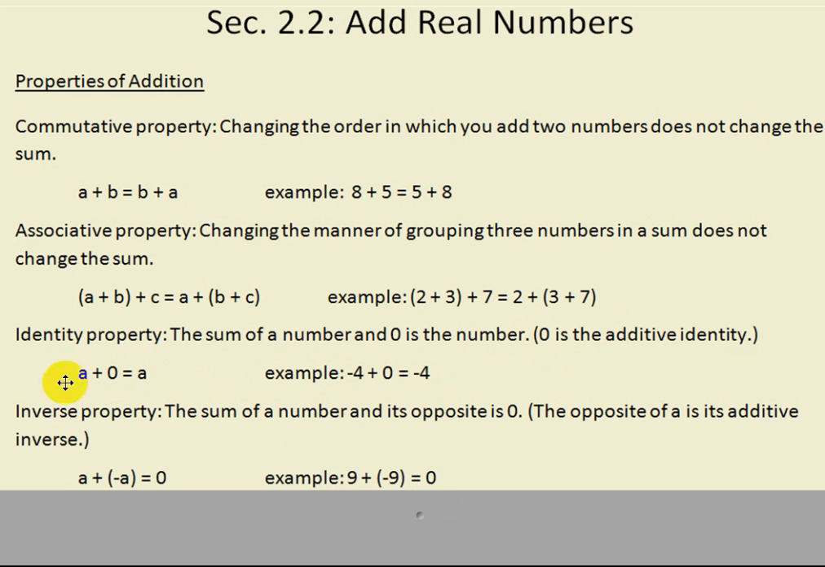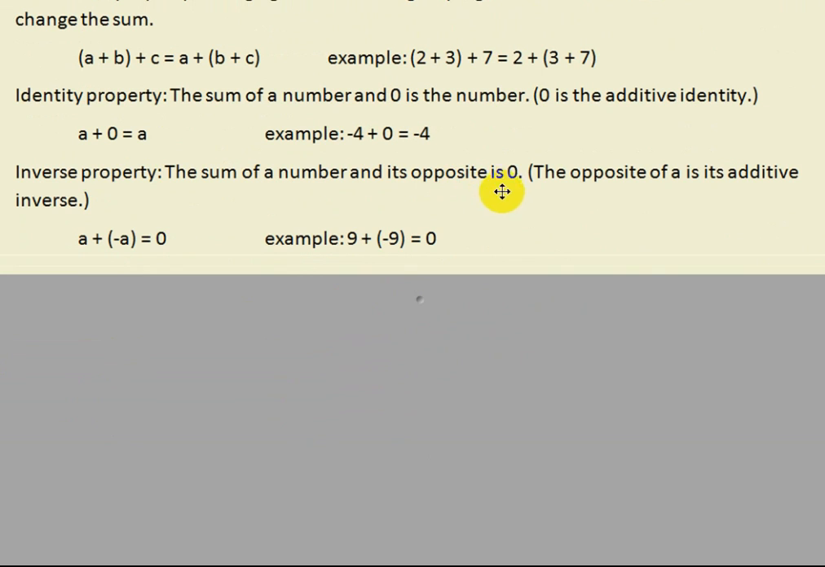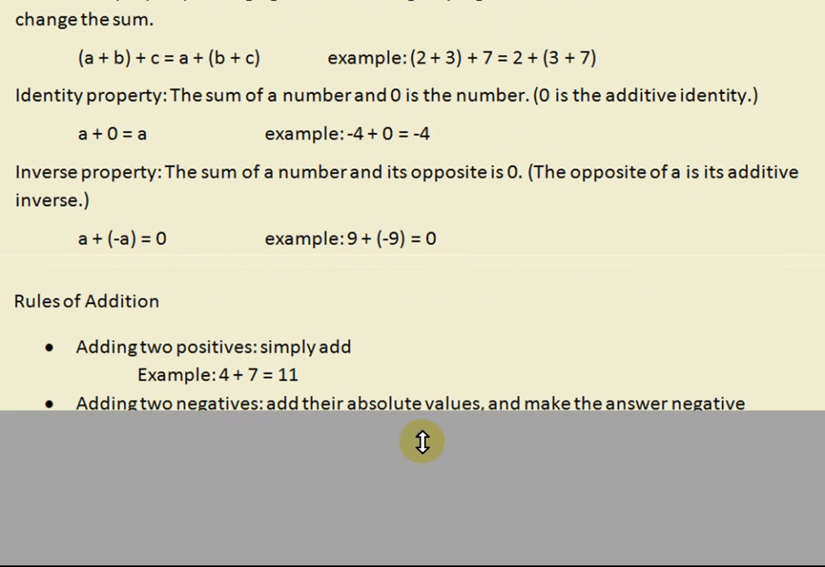Now the inverse property might be a little bit newer, and that is that the sum of a number and its opposite is 0. So the opposite of a is its additive inverse. So algebraically, a plus the opposite of a is equal to 0. As an example, 9 plus negative 9 is equal to 0.